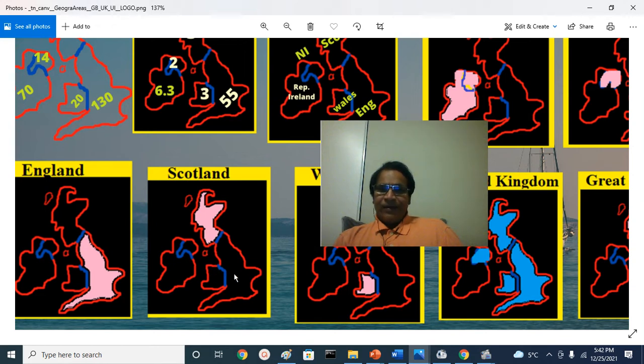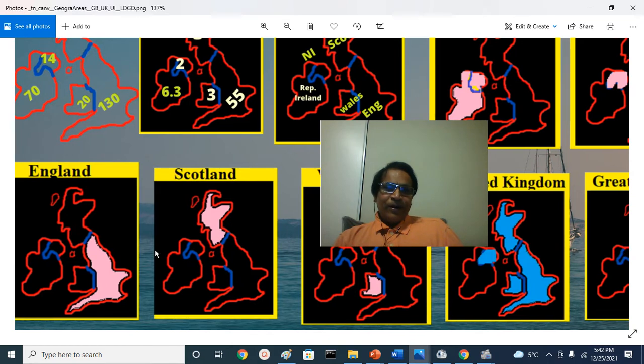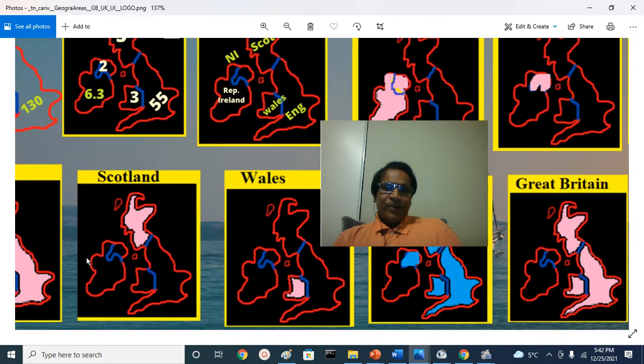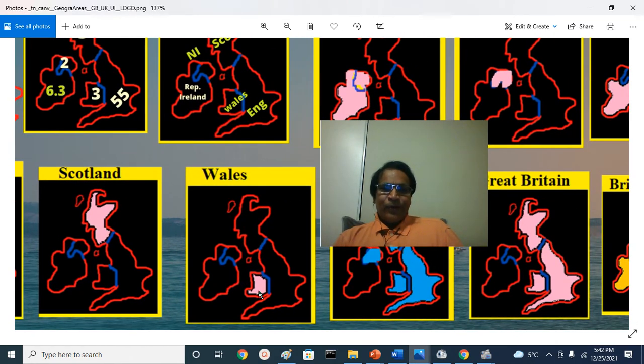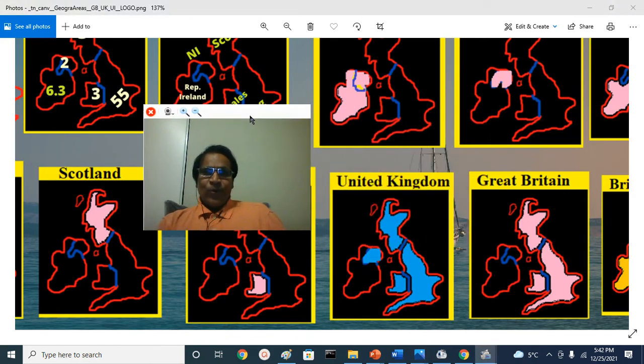England, London. Scotland is Glasgow, Edinburgh, Aberdeen and all those areas, Inverness, the northern part. Wales is a country, that is the western part, west of the Cambrian Mountains. Now, we talked about England, we talked about Scotland, and we talked about Wales here. That is the Cardiff region, Wales.